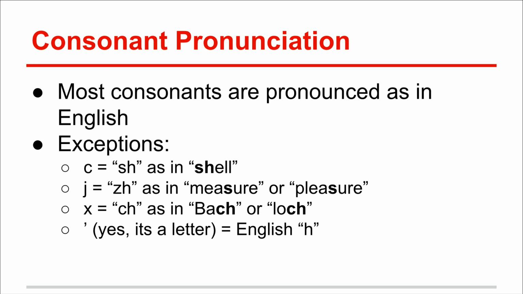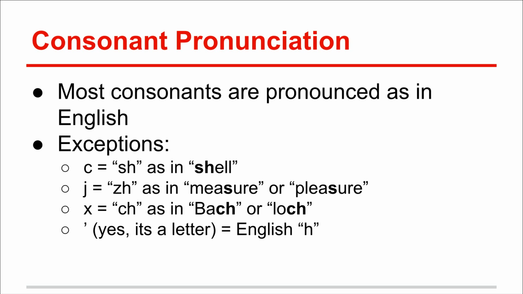So how do we pronounce all these consonants? Most of the consonants you see there are pronounced exactly as they are in English. Then there are a few exceptions, 4 exceptions to be precise. The big ones, C is pronounced SH, as in like shell, or shut up, or anything like that. So you've got your normal SH sound in English.